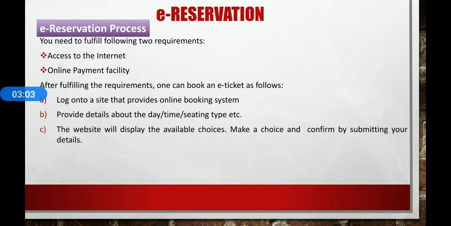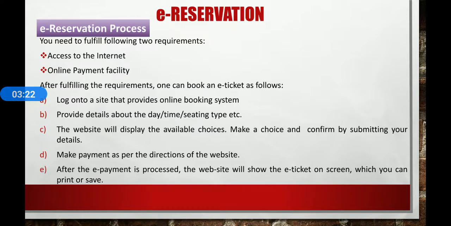The moment you submit the details, your entry gets recorded in several computer databases and the ticket reservation is confirmed. This ticketing system has access to these databases. Then make payment as per the directions of the website. After e-payment is processed, the website will show the e-ticket on the screen, which you can print or save.